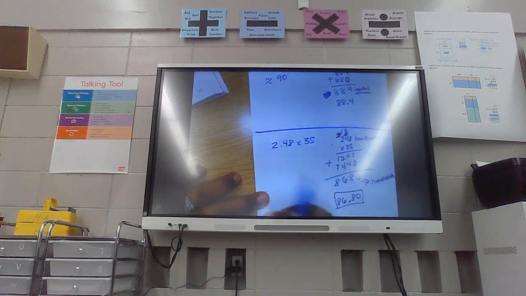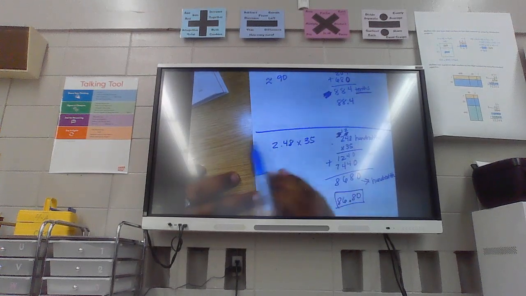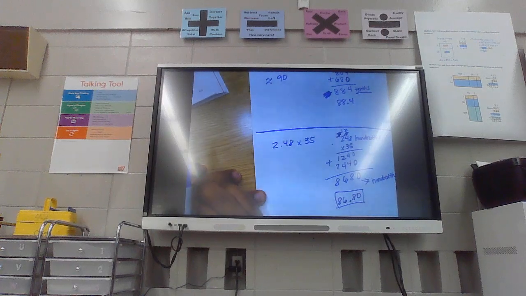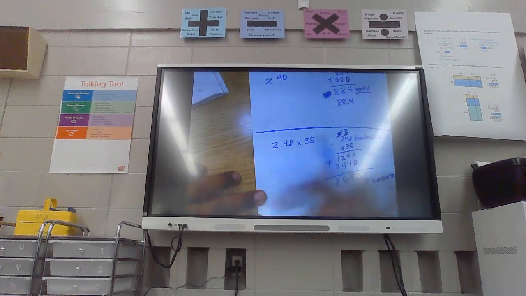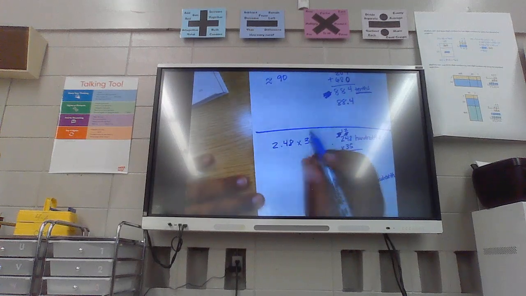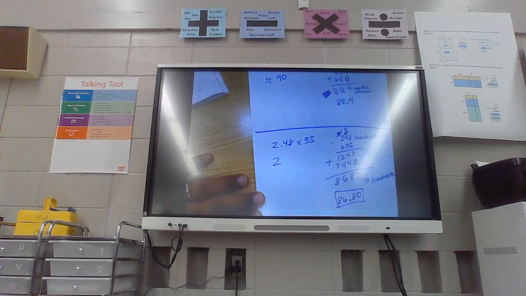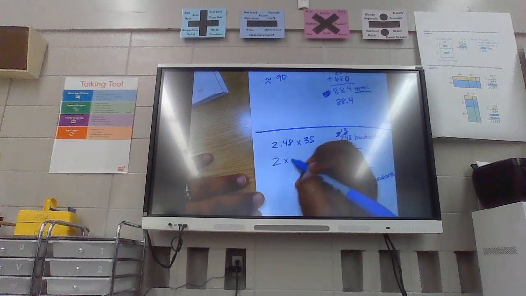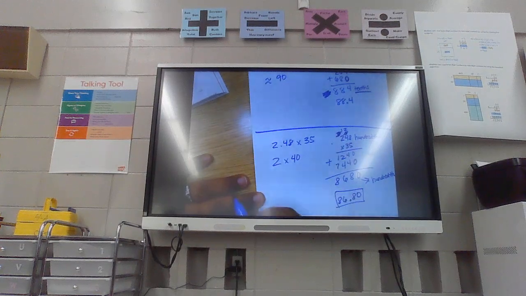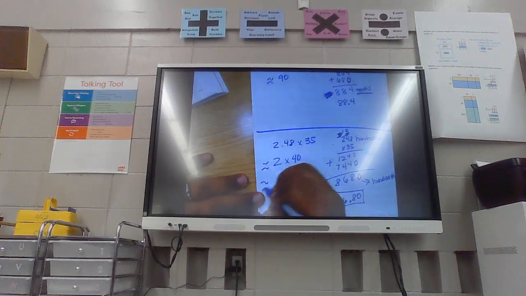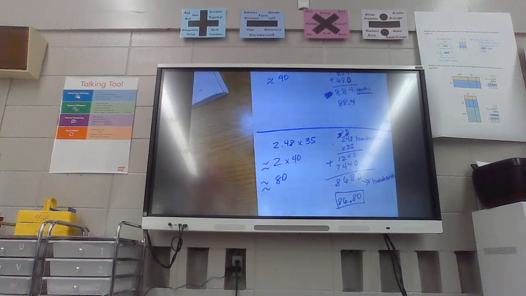So let's go back and look at it. 2 and 48 hundredths is about what? It's about 2. Let's just say it's about 2, because it's less than 2.5, right? And then 35 is about what? 40. We'll say 40. What's 40 times 2? 80. That means that my answer should be about 80. That makes sense, right? Yeah, I think it goes over 80. As long as it's around 80.